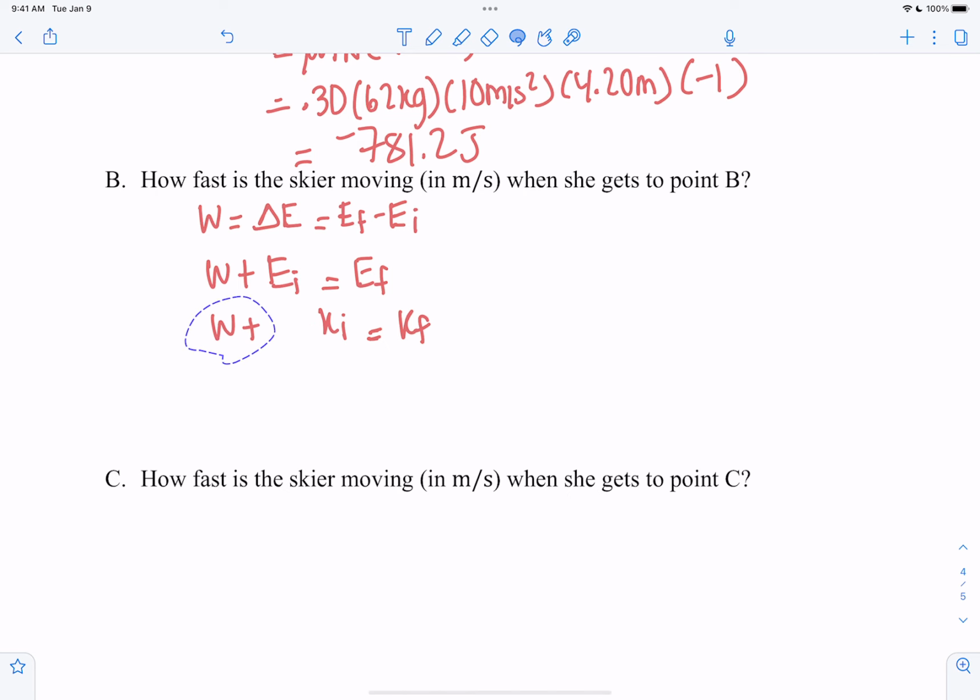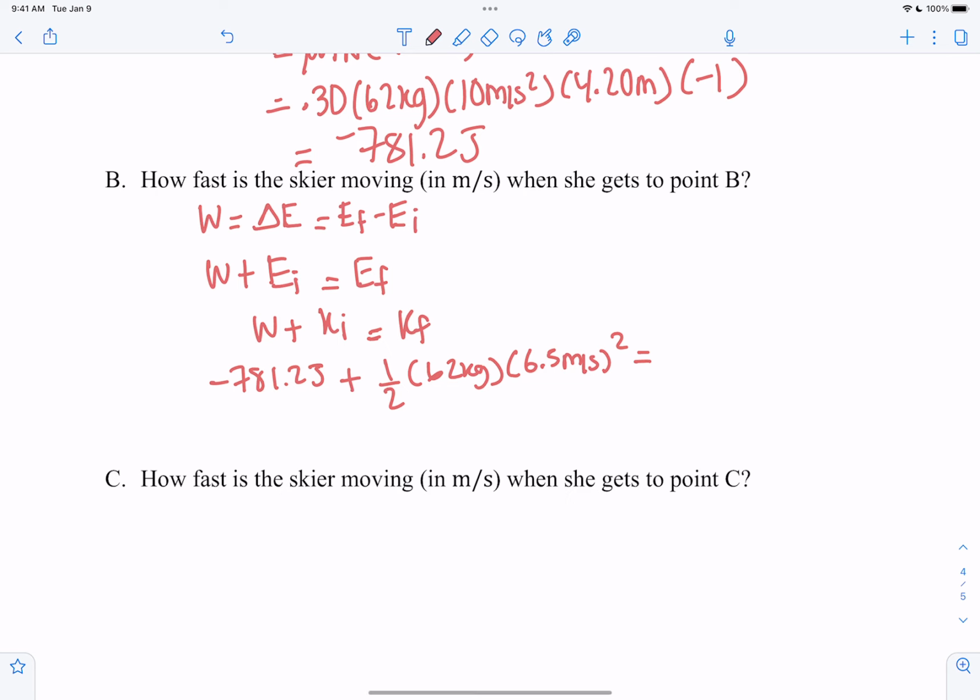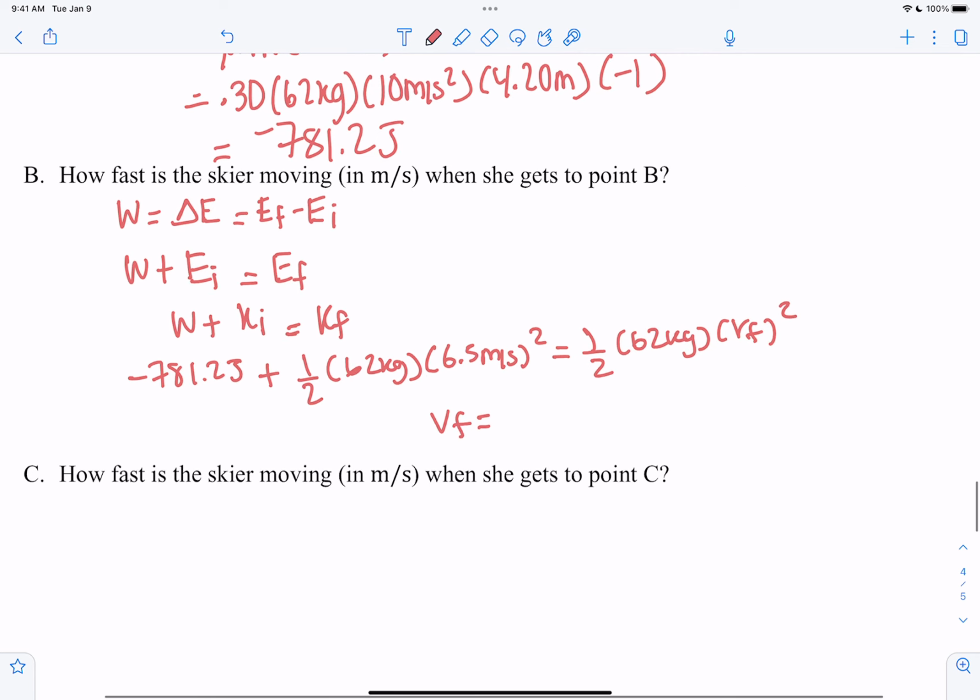So you're just left with work plus initial kinetic energy is equal to your final kinetic energy, right? So your work was negative 781.2 joules, plus your initial kinetic energy, half times the skier's mass, which is 62 kilograms, times their initial speed, 6.5 meters per second, squared, equals their final, half times 62 kilograms times VF squared. Then you can easily figure out the VF.